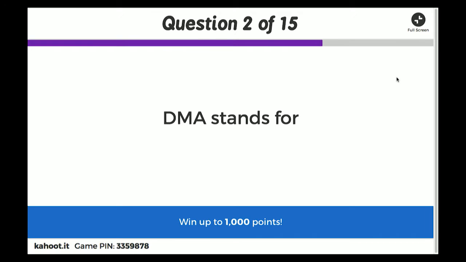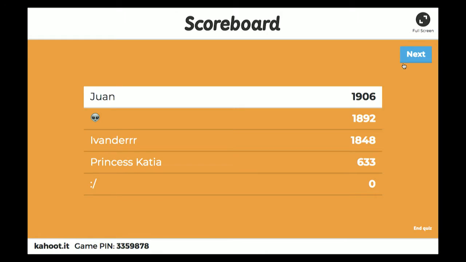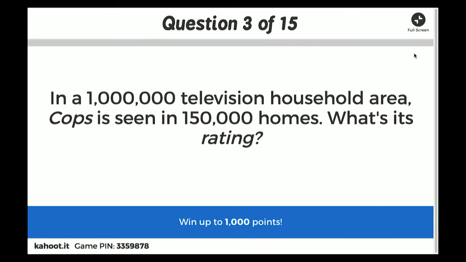What does DMA stand for? All right, well, the majority got it right. It's designated market area. People were fooled by Digital Marketing Association. Nope. So the DMA is that geographic area that is being surveyed in the local ratings. Way to go.